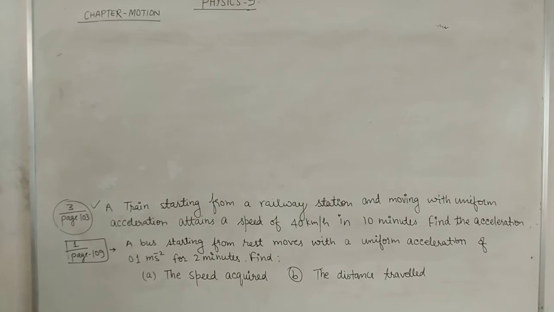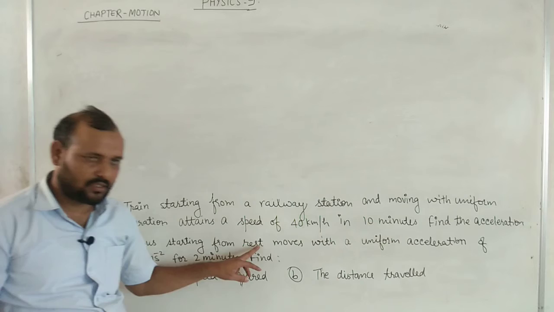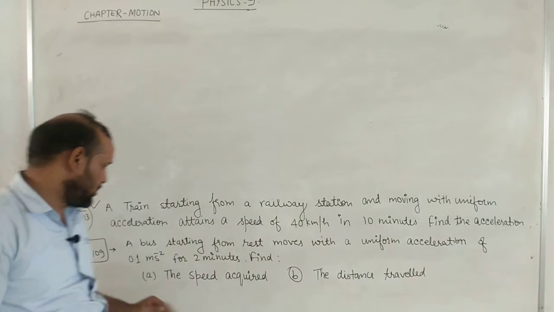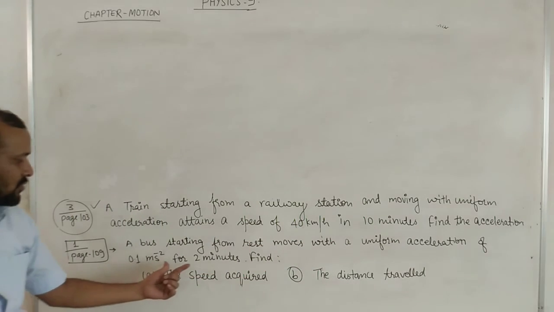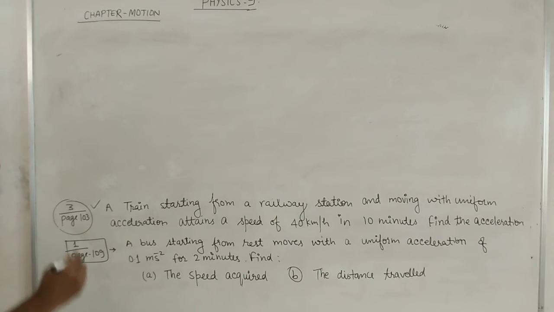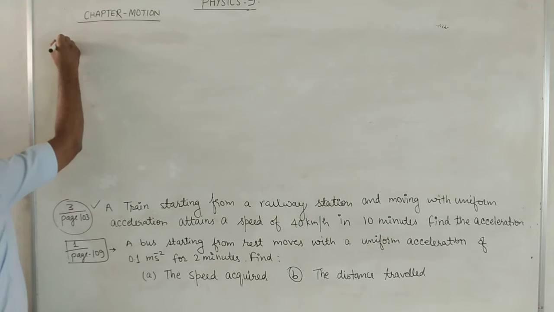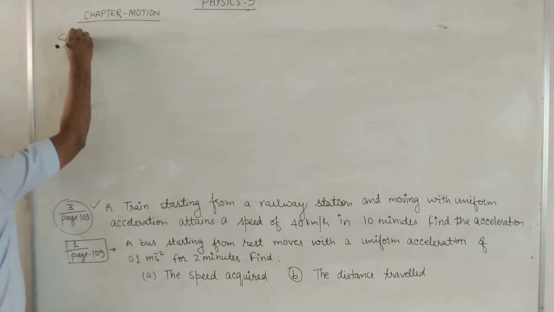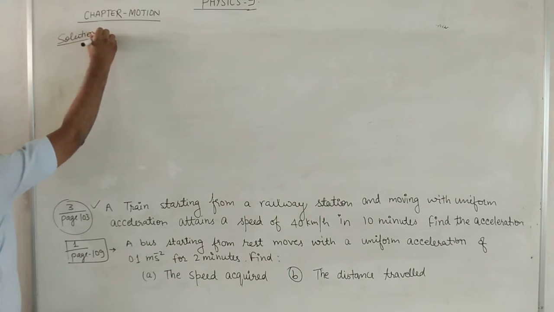In this question, a bus is starting from rest, moves with a uniform acceleration of 0.1 meter per second square for 2 minutes. Then find the speed acquired. You have to find the speed acquired. Firstly, what is given in the data? Solution of this third question.